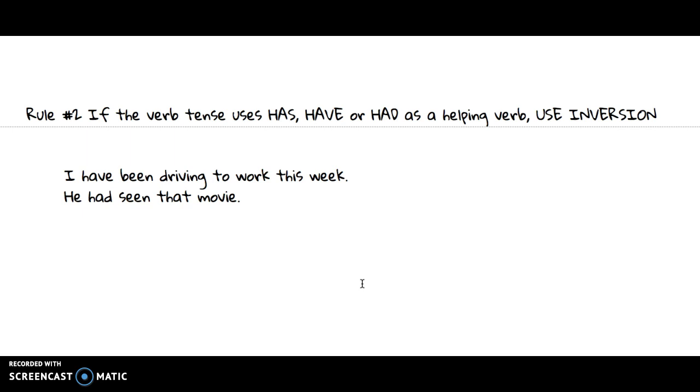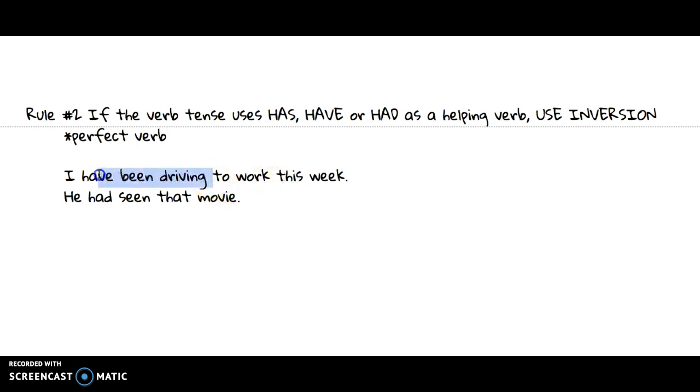Rule number 2. If the verb tense uses have, has, or had as a helping verb, use inversion. So if you think about what you know about verb tenses, when do we use has, have, or had as a helping verb? These are going to be in your perfect verbs. Present perfect, present perfect progressive, past perfect, past perfect progressive. Or you can just remember, when you see have as a helping verb, use inversion.